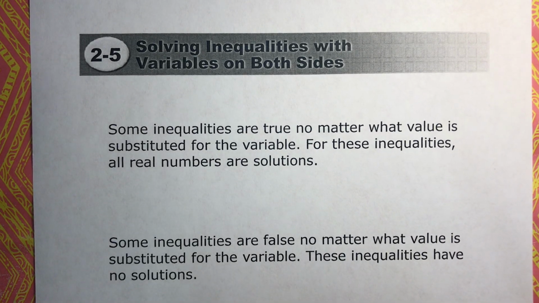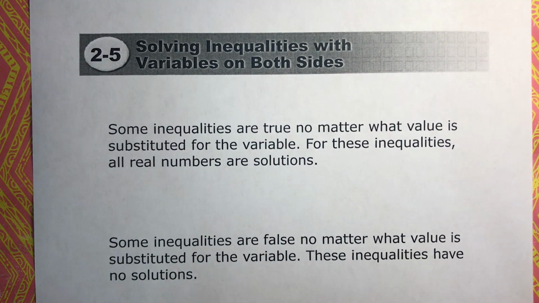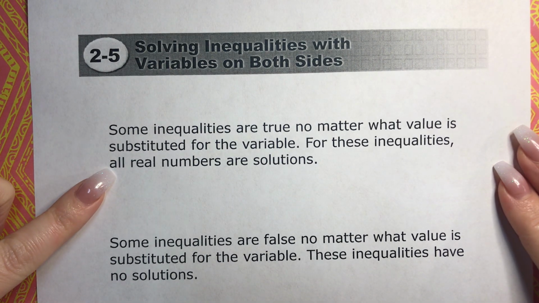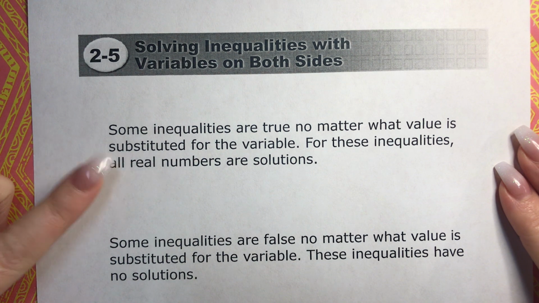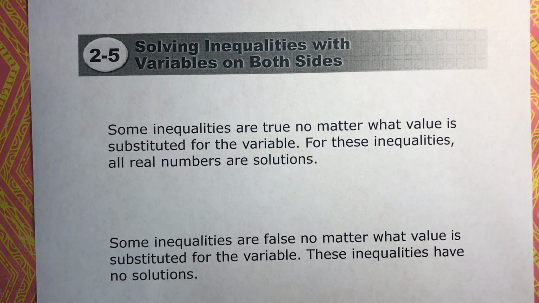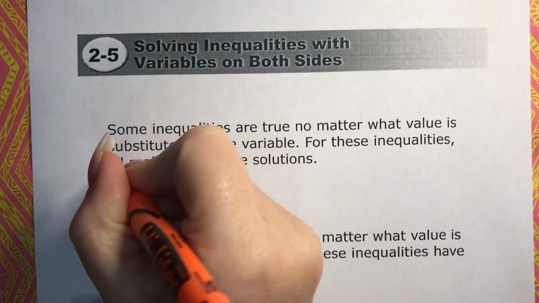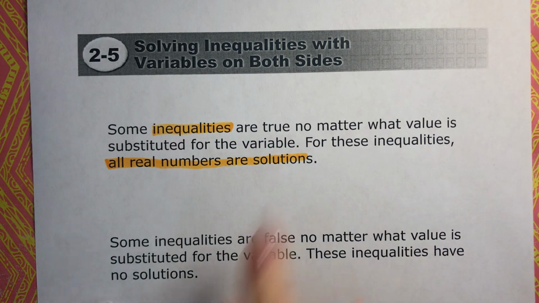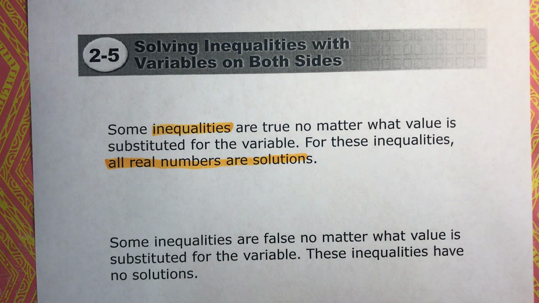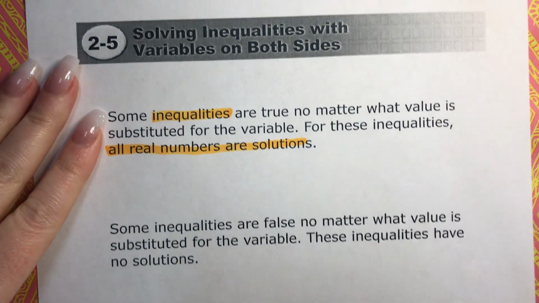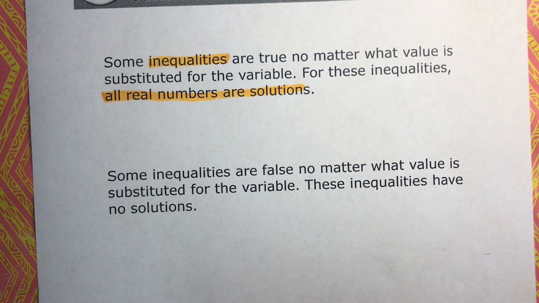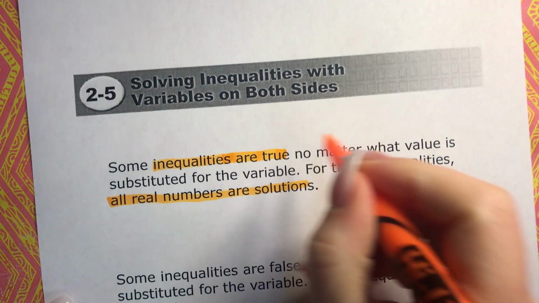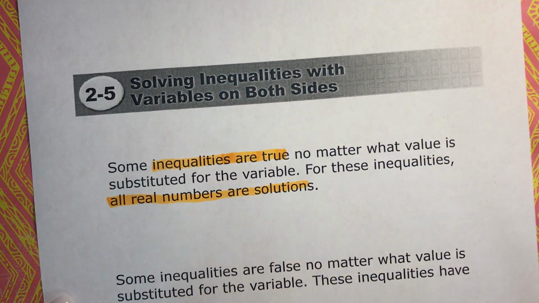All right, we're back with example 4. So, some equalities are true no matter what the value is substituted for the variable. For these inequalities, all real numbers are solutions. So now we're going to be dealing with inequalities where you get all real numbers as solutions. And likewise, some inequalities are false. The key is that inequalities are true no matter what the value is substituted in, okay?